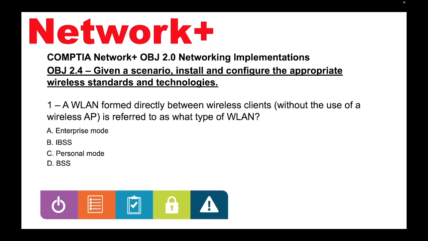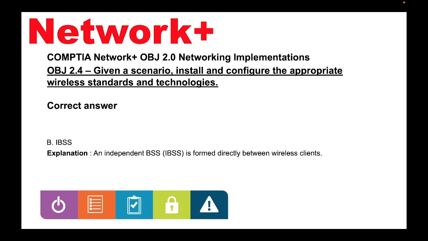Question 1. A WLAN formed directly between wireless clients without the use of a wireless access point is referred to as what type of WLAN? Is it A, enterprise mode, B, IBSS, C, personal mode, or D, BSS? Correct answer is B, IBSS. An independent BSS, IBSS, is formed directly between wireless clients.